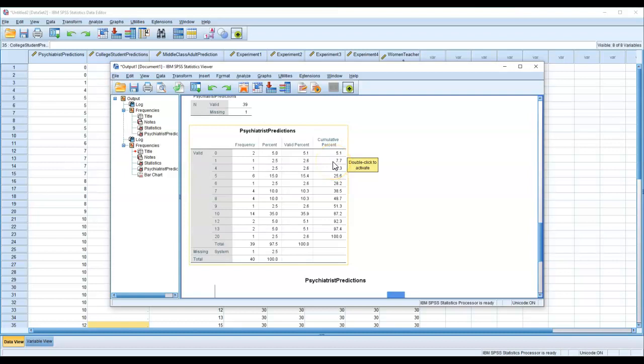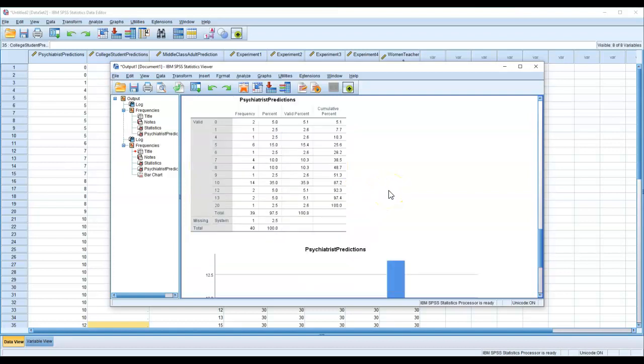That means 7.7% of psychiatrists gave estimates saying that people would only go to level 1 or 0. If we go down further, you can see that at level 9, we have 51.3% of psychiatrists who said that people would go to level 9 or lower. Right? So that's what the cumulative percentage columns mean. These can also be interpreted as percentiles.